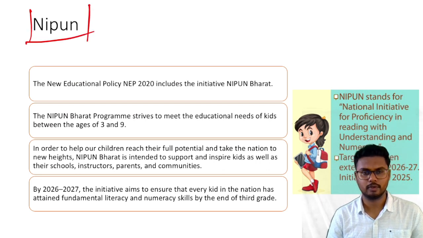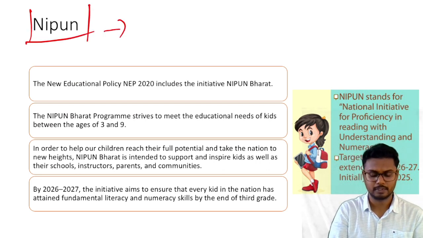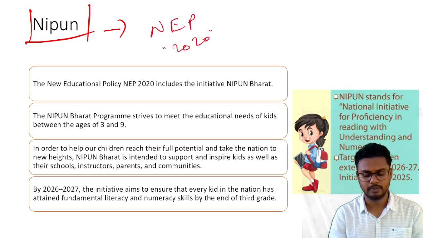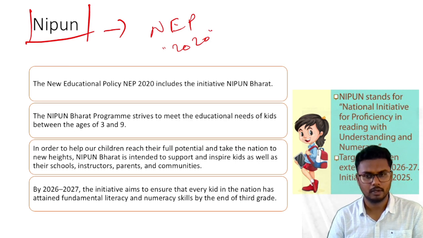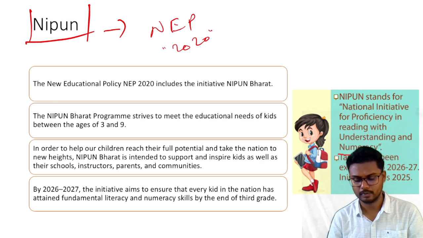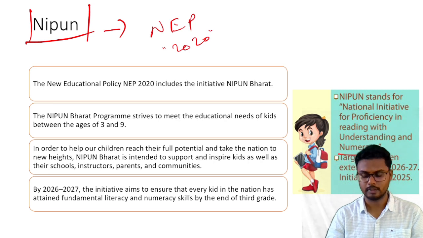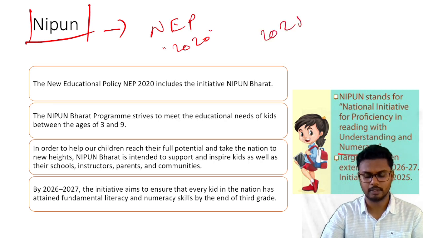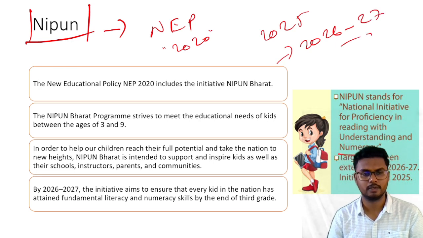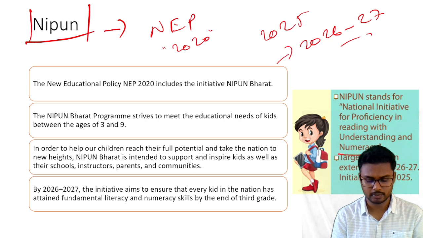What does Nipun stand for? Firstly, please understand that it's a part of National Education Policy 2020. As part of this, the Nipun initiative has been launched. Nipun stands for National Initiative for Proficiency in Reading with Understanding and Numeracy. So the initial target was 2025, but the target has been extended to 2026 and 2027 now. The basic objective is to meet the educational needs of kids between ages 3 and 9.